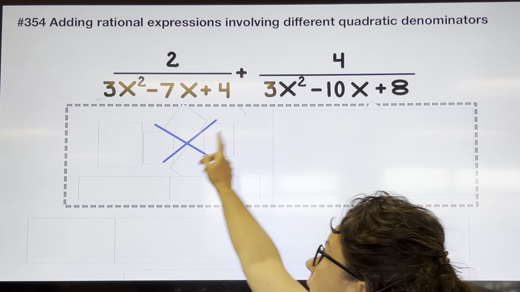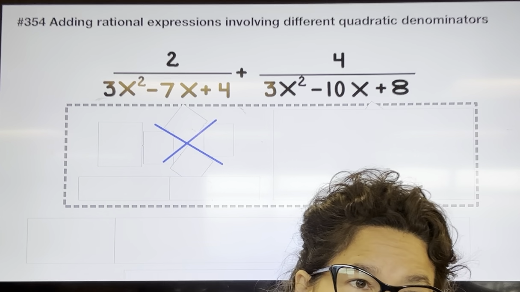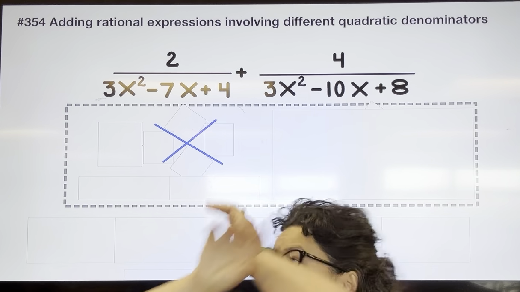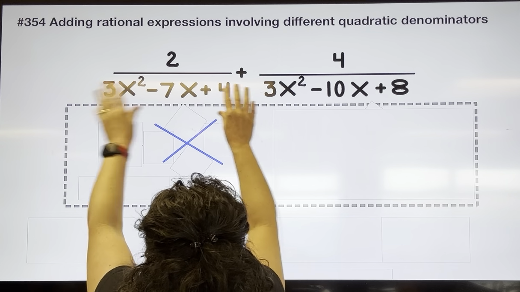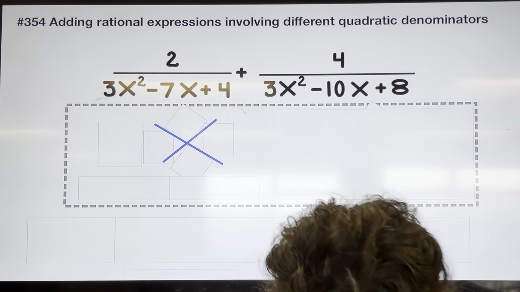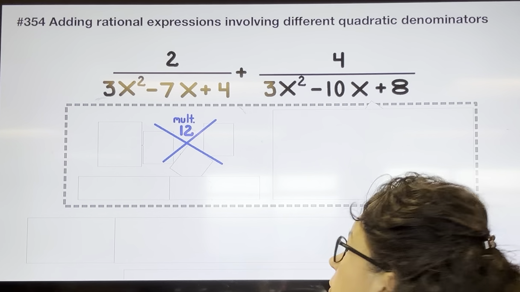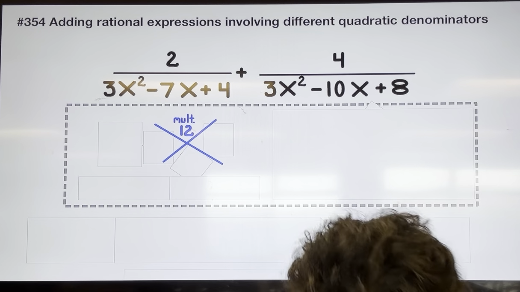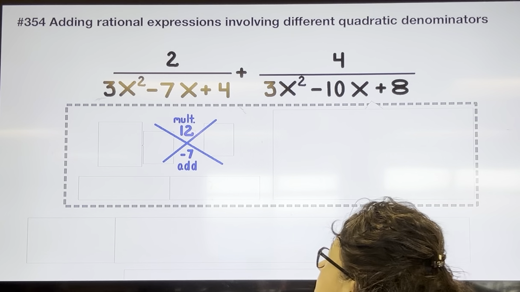Okay, I'm drawing an x. I grab the numbers on the outside and multiply them together and put it at the top. So 3 times 4, we put that there, and that is 12. You take the number in the middle and bring it straight down, so that is -7.